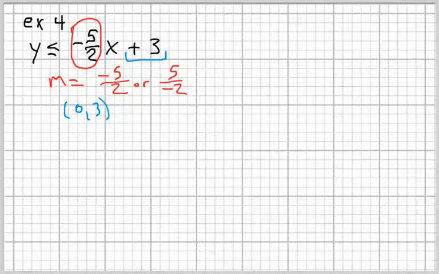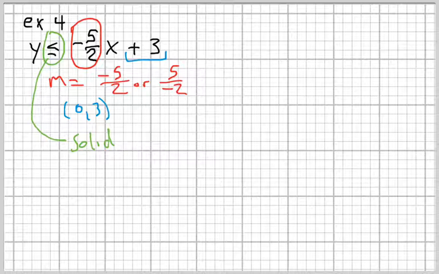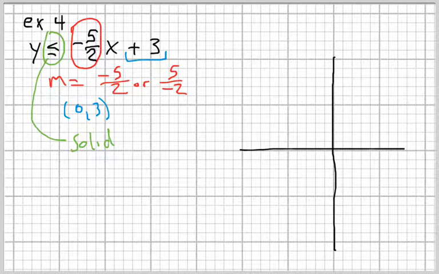Am I going to make a solid or a dashed line? I'm going to look at my symbol here. It has the or equals to, so we're looking at a solid line. We now have all the pieces of information we need in order to graph. So let's go ahead and draw our graph. Plot our y-intercept, (0, 3) is right here.